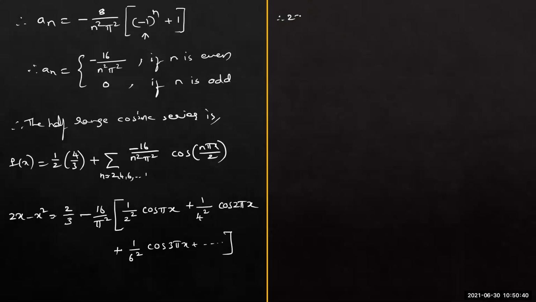Therefore, 2x minus x square equals 2 by 3, I'm writing it as it is, minus 16 by pi square is there already. But now from all the terms, I'm trying to bring 1 by 2 square common, from every term, so that what remains, you see, the first one becomes now 1 by 1 square. When I write 2 as 2 into 1, it is 1 by 1 square into, in fact it is 1 only, but for convenience I'm writing it as 1 square.